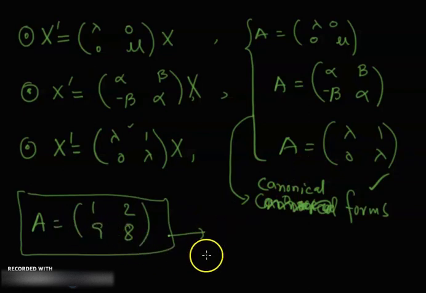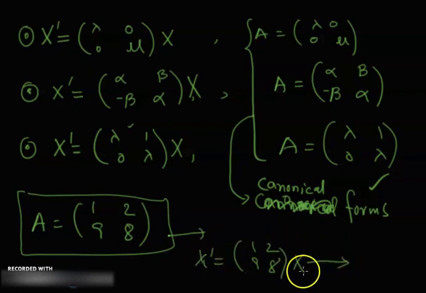For example, I have this system x prime equal to 1 2 9 8 times x. Now I know that this system is not in the canonical form, but I can define a certain linear transformation. With the help of that I can throw this particular system into another setup where this matrix becomes one of these forms, and then I know about these forms already. Then I can study the behavior over there. The behavior over there is going to be the same over here. So let me define linear transformation.